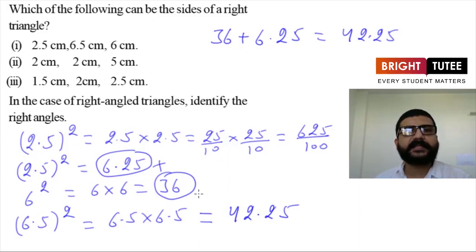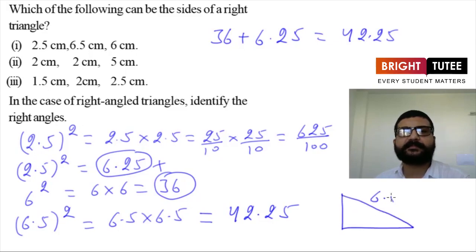Now which angle will be the right angle? The angle opposite to the side 6.5, because here the largest side is 6.5 and we know hypotenuse is the largest side of the triangle. So it means angle opposite to the 6.5 centimeter side will be the right angle. So a rough figure will be like this.